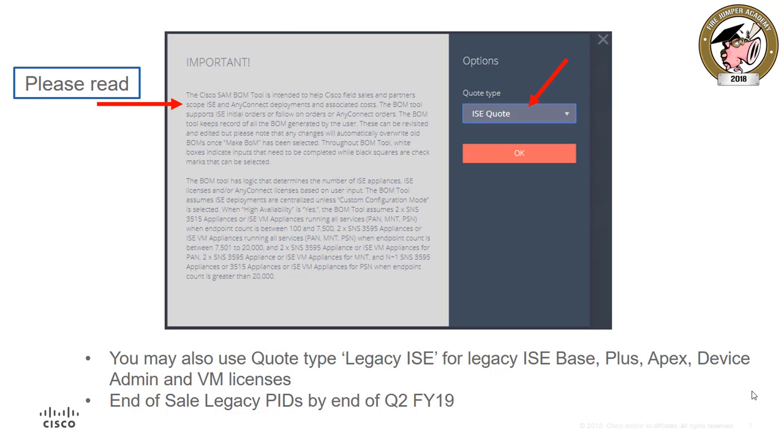You may also choose quote type called Legacy ISE for Legacy ISE Base, Plus, Apex, Device Admin, and VM licenses. End of sale of these legacy PIDs is by the end of Q2 of FY19.